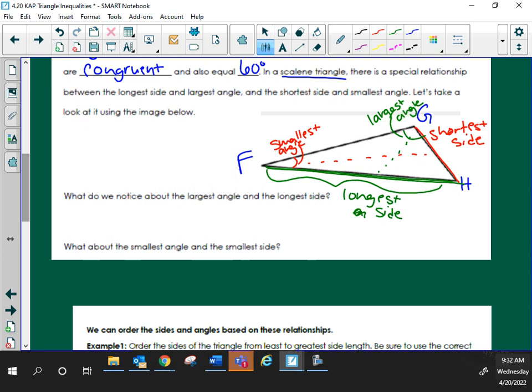All right, so what do we notice about the largest angle and longest side? They are across from each other.